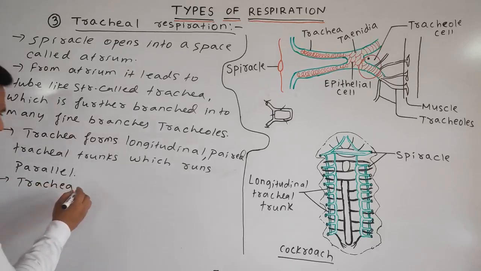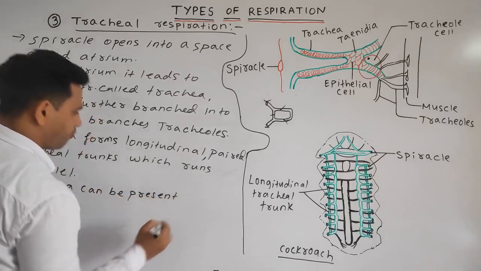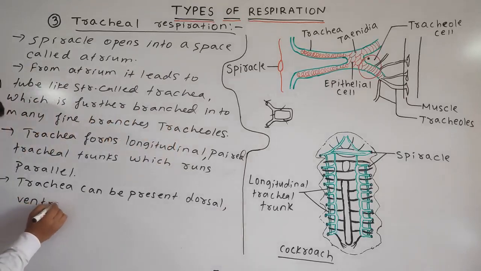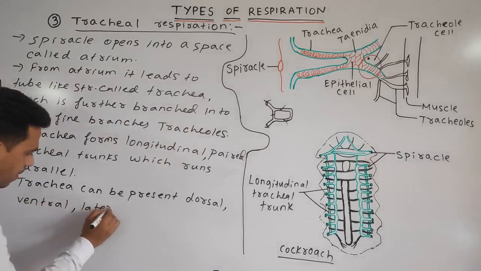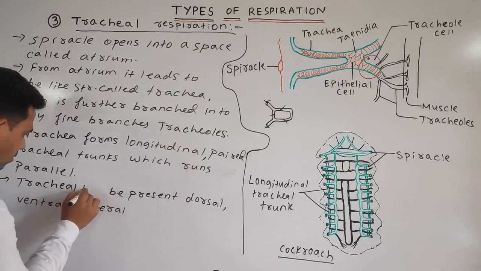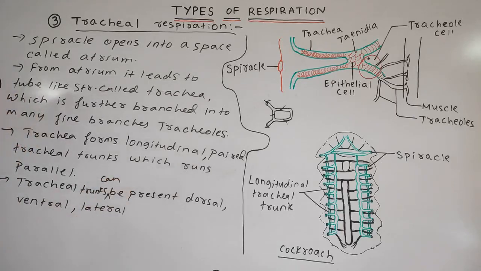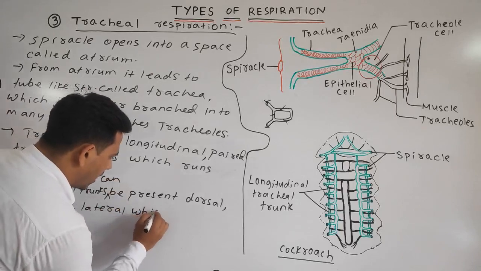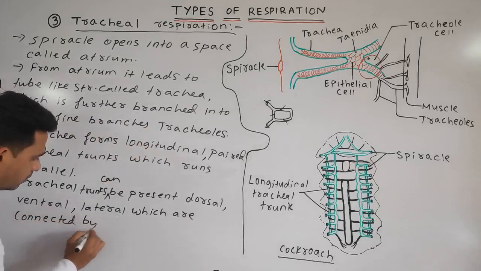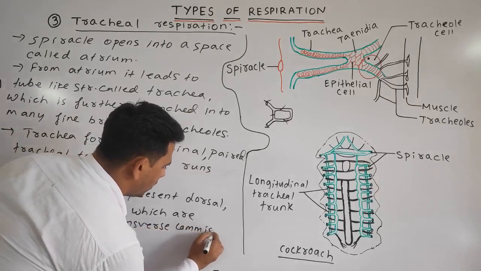So we can write: tracheal trunks can be present dorsal, ventral or lateral, and are connected by transverse commissure. Okay, meaning the joining portion.